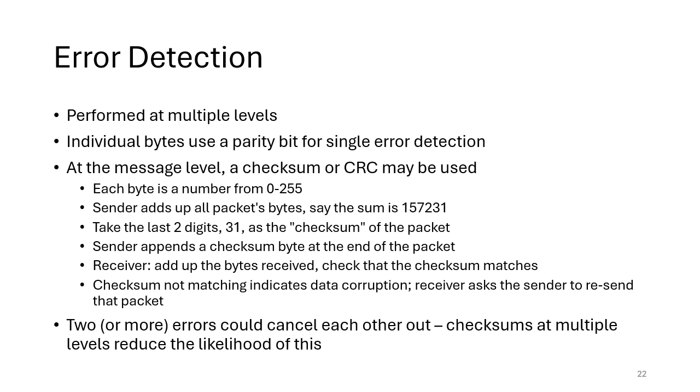What the receiver does is it adds up all the bytes again, and it checks that its calculation of the checksum is the same as the one that's in the message. If they don't match, then that indicates data corruption, and the receiver can ask the sender to resend the packets. Now, it is possible that two or more errors could cancel each other out, and this is why we have checksums at multiple levels. It's very unlikely that two errors could result in two different checksums, which are calculated differently, both ending up the same. So it's extremely unlikely that two or more errors that could cancel each other out would not be detected, because we've got these checksums at multiple levels.